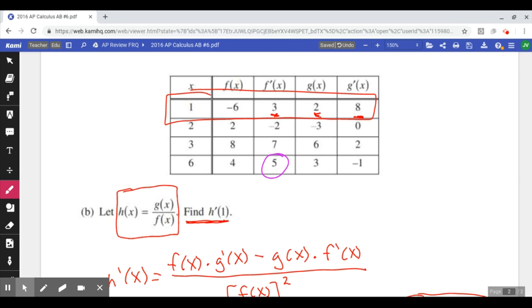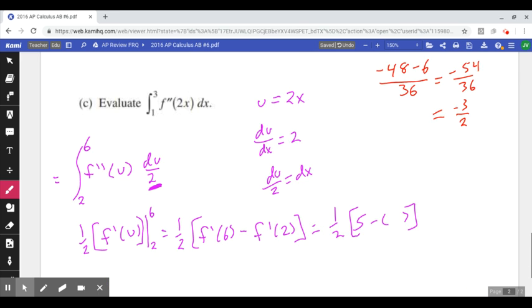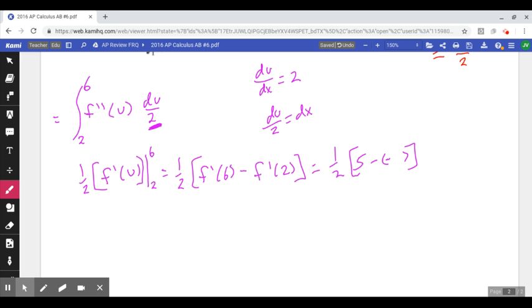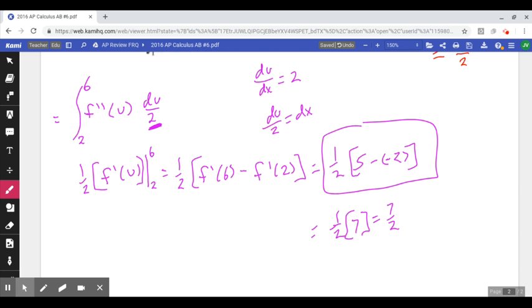And if we look at the table, f prime at 2 is -2. I would leave this answer on the AP exam and call it good. It's a numerical answer. It's fine. If you did simplify it, you'd have 1/2 times 5 minus -2, which is 7. So that would get you 7/2 as a simplified numerical answer.